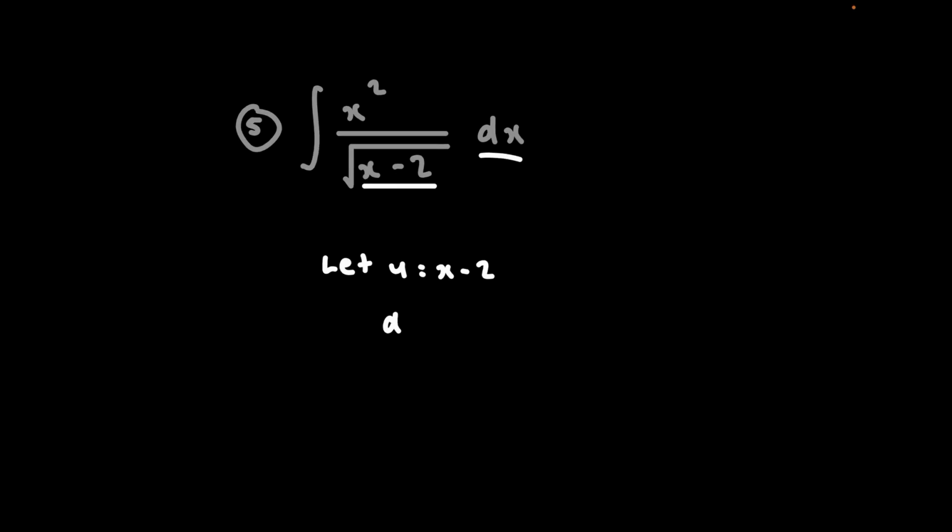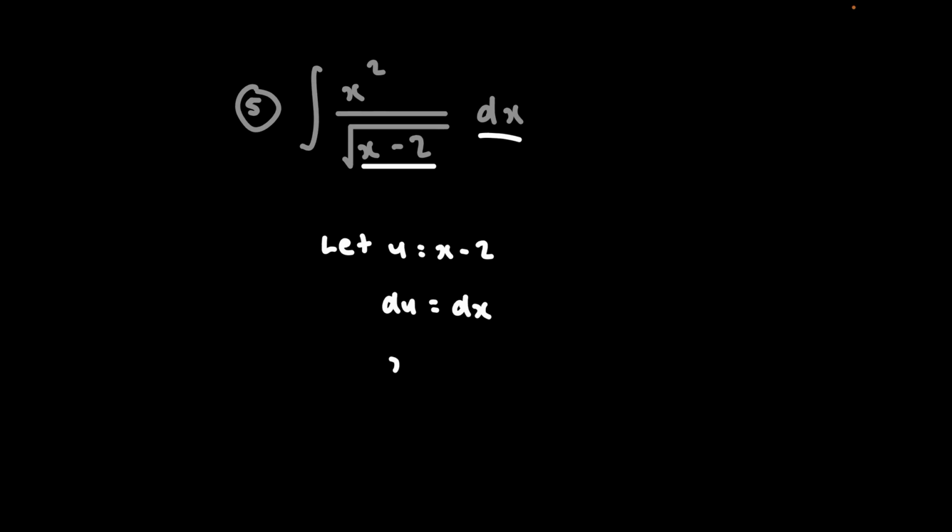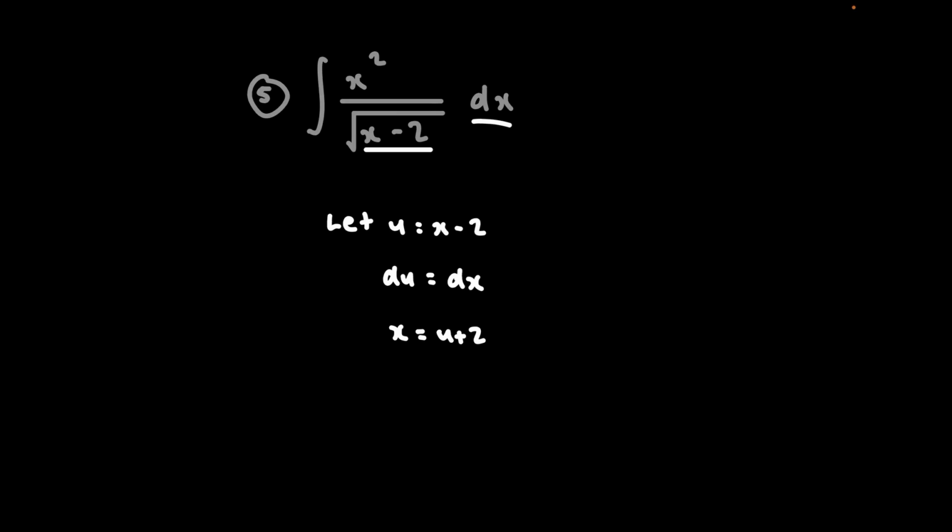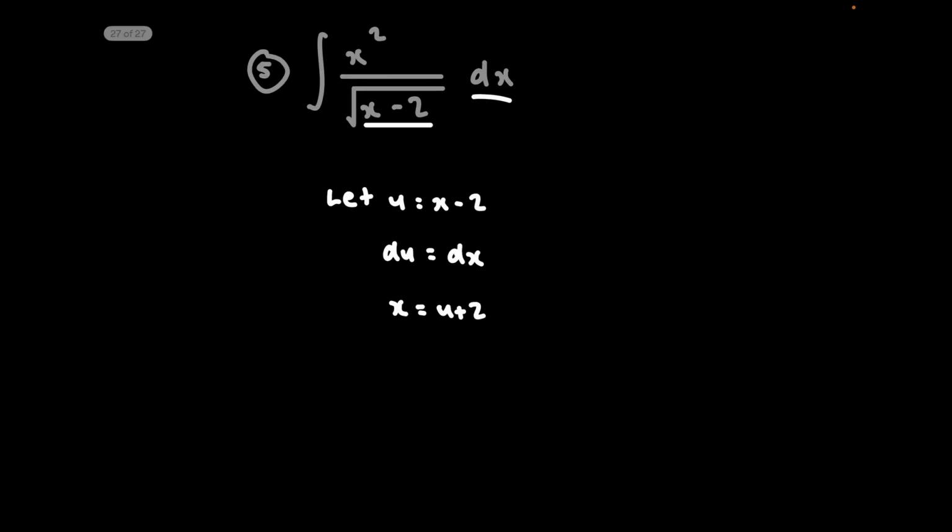So I can say du is equal to dx. That makes our life very easy. And I also need something to replace this x squared with. So I'm going to say that x in this case is simply equal to u plus 2. And x squared then will be u plus 2 to the power of 2.